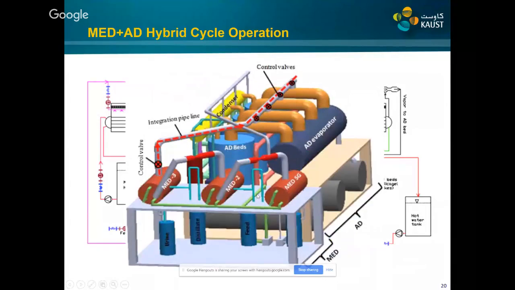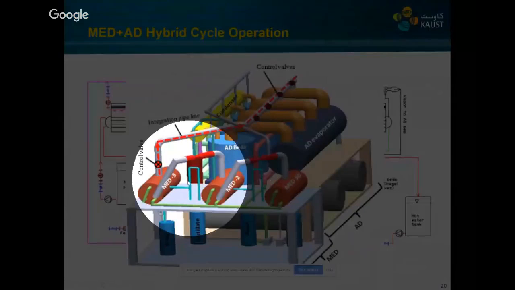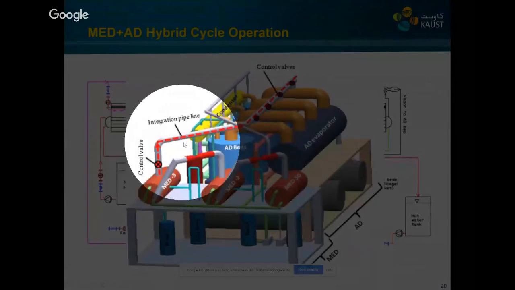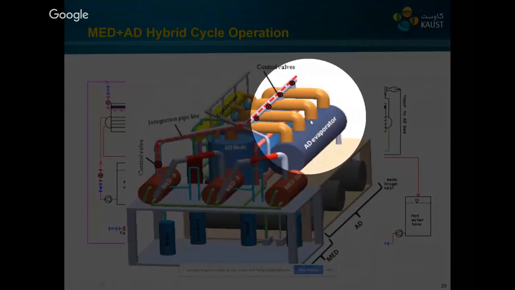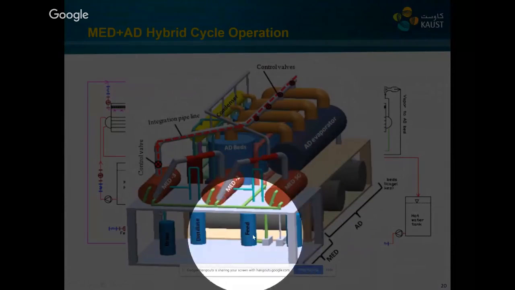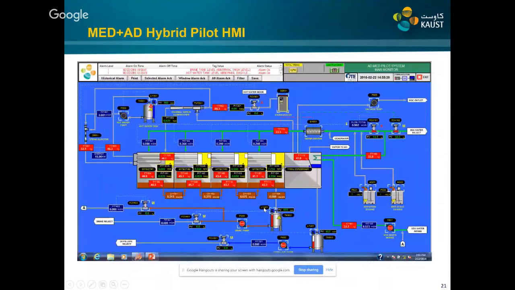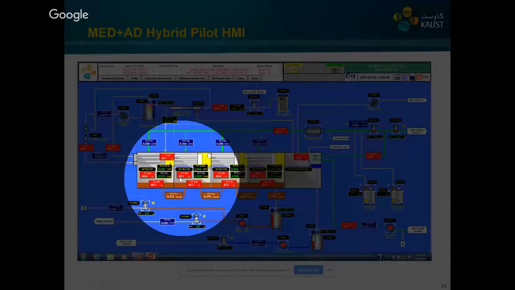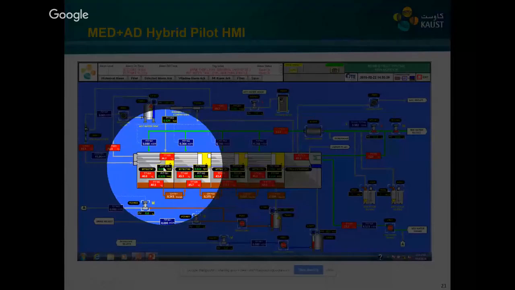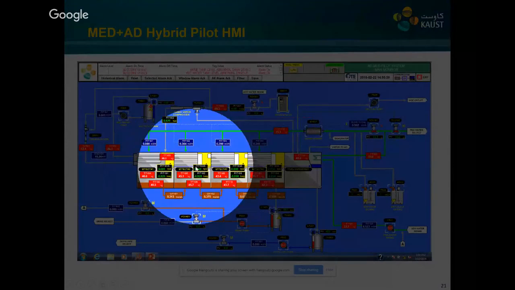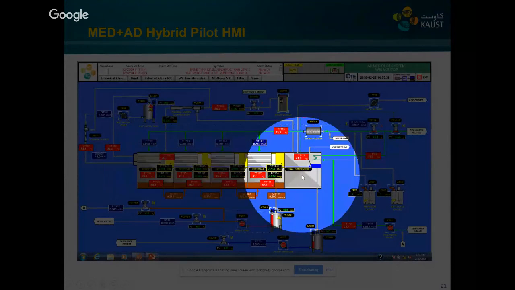So this is a 3D model of how it looks. We can see these are the MED stages, the pipe linking from the last stage to the beds, and there are some utilities to operate the system. So this is the control of our MED system that we installed here in KAUST. We can see here that we have the 4-effect MED. This is the first effect, second effect, third effect, fourth effect, and the last condenser.